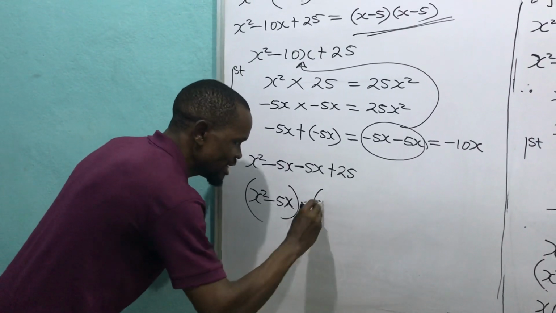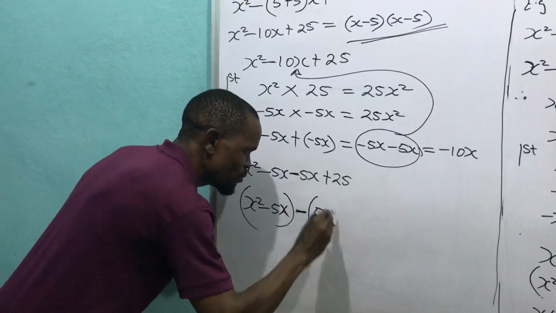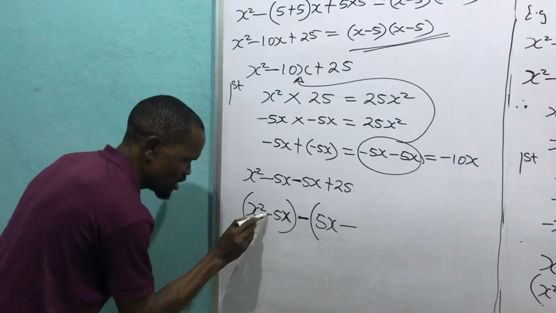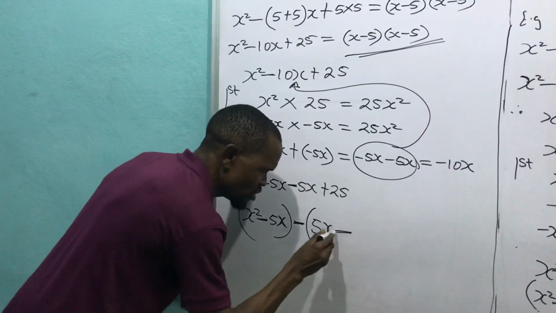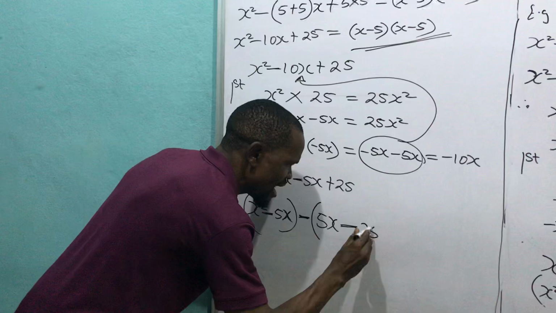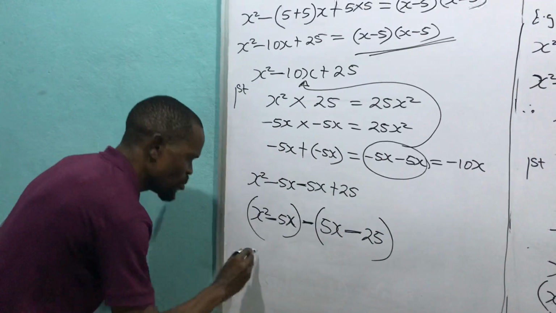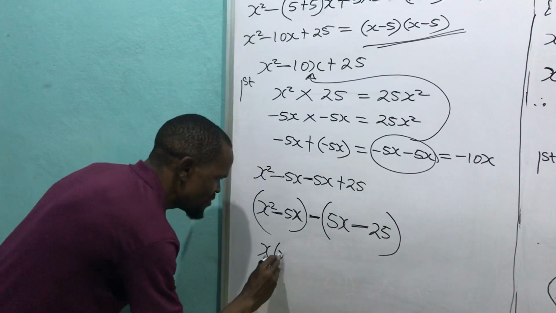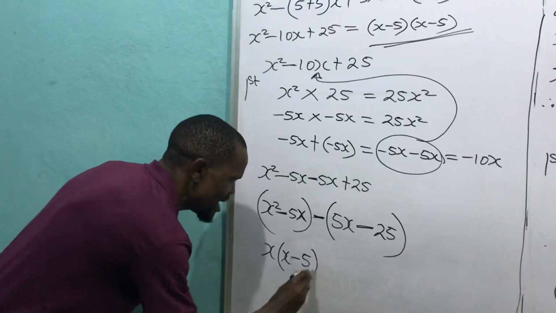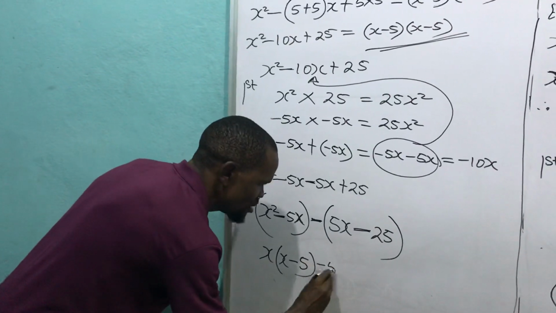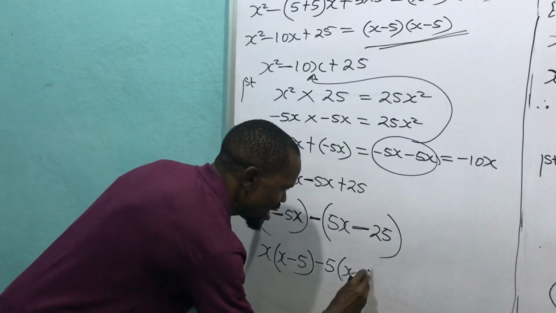I'm going to share it again. 5x. Then what will happen to this man? Minus, because here is already minus. Here must be minus. You remember our rule? 25 in bracket. What is common here? X can divide through. I have X here and I have 5, right? What is common here? 5 can divide through and I have X here and I have 5.